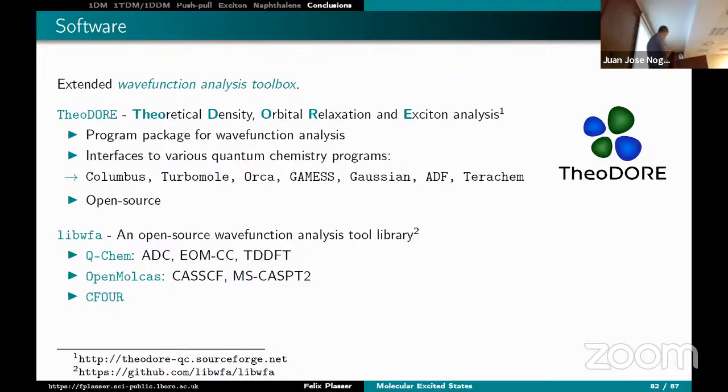Theodore has interfaces to a wide range of quantum chemistry packages. You can get this from SourceForge. Then if you use QChem or OpenMolcas, or in some limited cases also Columbus, our tools are implemented, and you can use what's called libwfa. Then it's a bit easier to test things, and the functionality is a bit wider. But otherwise you have this interface to those programs.